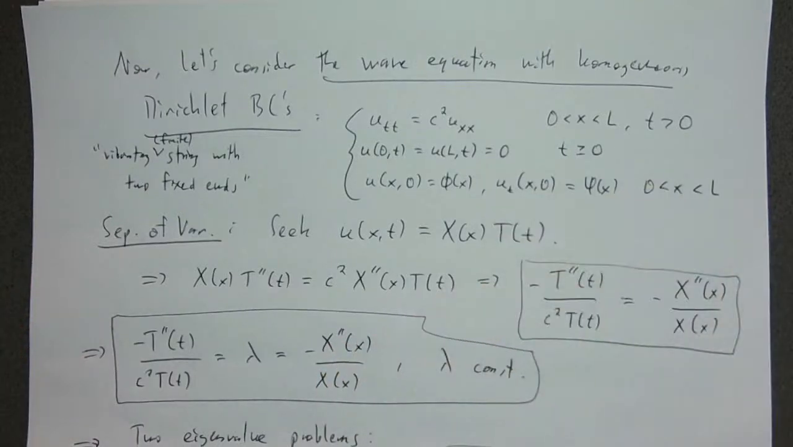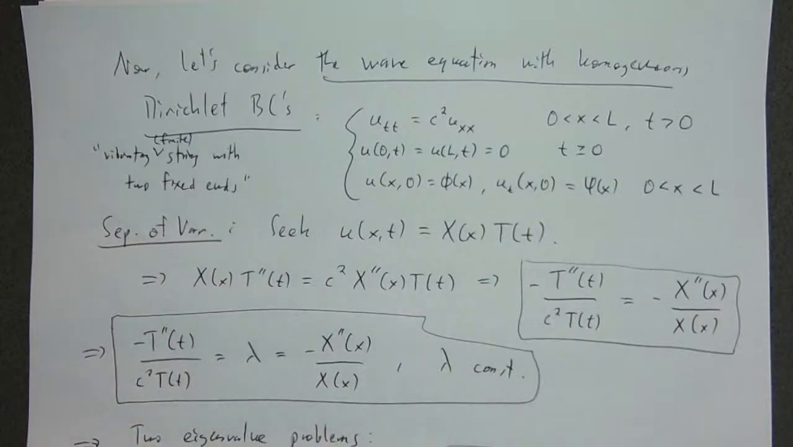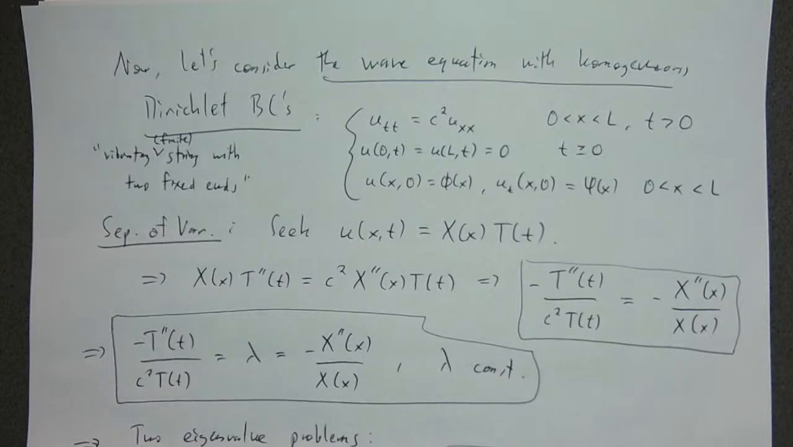And these ends are fixed, right? So the vibration is happening between here, right? So that's what these homogeneous Dirichlet boundary conditions mean. Okay, so I have two fixed ends for my string, and I want to find a solution.